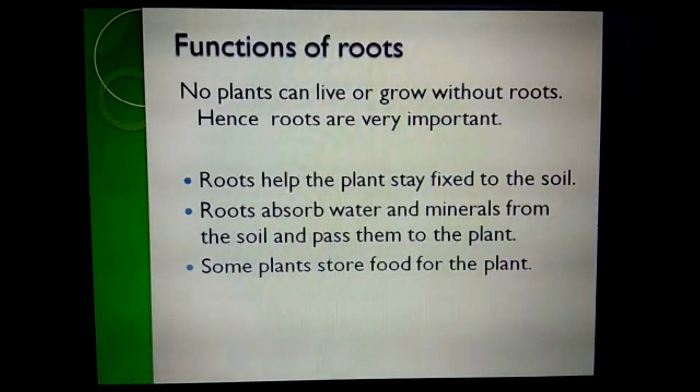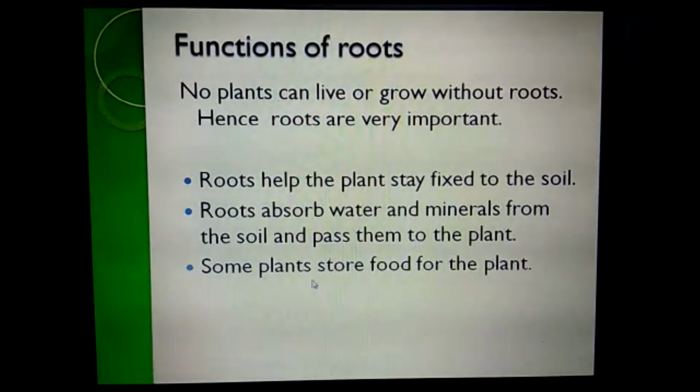Now what are the functions of root? You know that no plants can live or grow without roots. कोई भी plant without roots नहीं रह सकता है. So roots are very important. What are the functions of roots? First, roots help the plant stay fixed to the soil. Root की help से plant जो होता है वो fix रहता है soil से. And second, roots absorb water and minerals from the soil and pass them to the plant. Roots water और minerals soil से absorb करके plants में pass करता है.